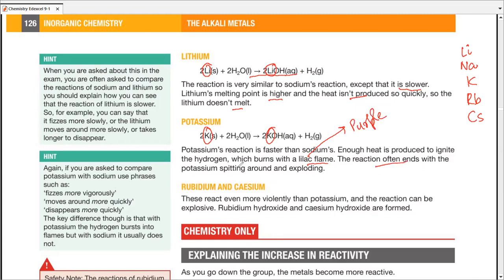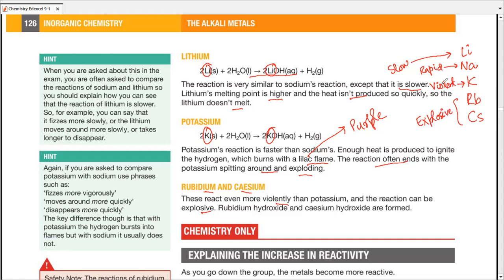And the reaction often ends up with potassium spitting around and exploding. You saw the same thing in the video if you rewatched it. Rubidium and cesium are going to be even more vigorous. They are going to be violent. The reaction is going to be explosive. So I hope you notice we've used the word slow for lithium, rapid for sodium, and violent for potassium. You may also use the word fast, and for these together, we can use the word explosive.